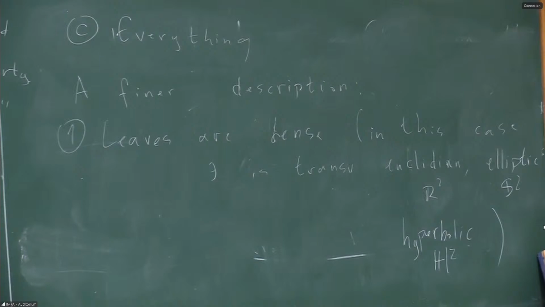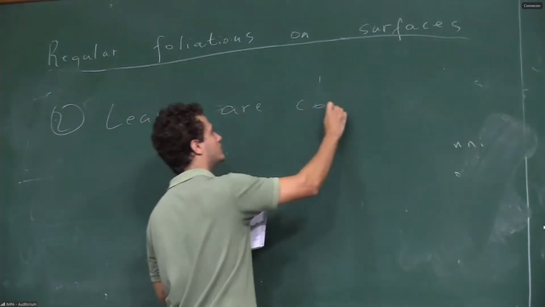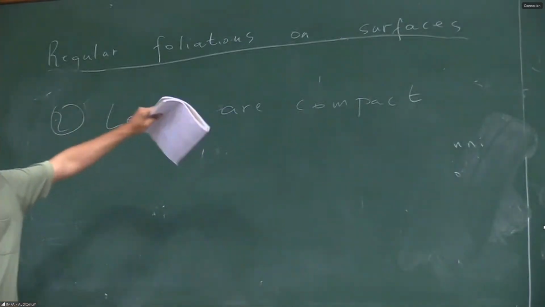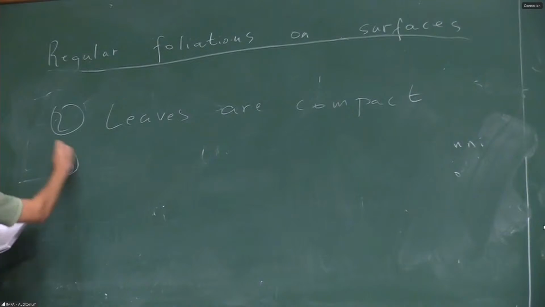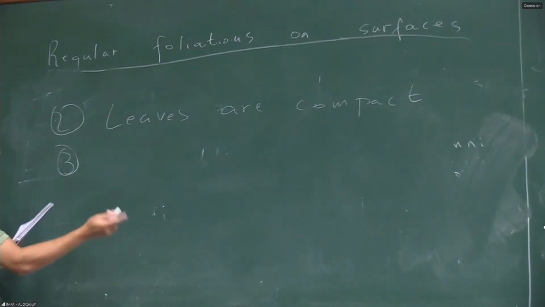The second: leaves are compact. We suppose this does not happen, all leaves are compact, so we can already rule this out by supposition. The third: all the minimal sets are real hypersurfaces.